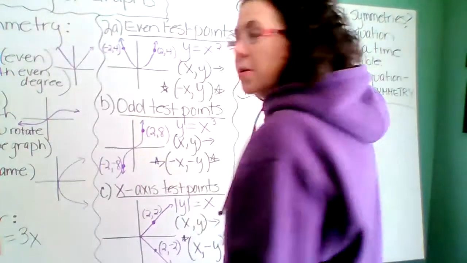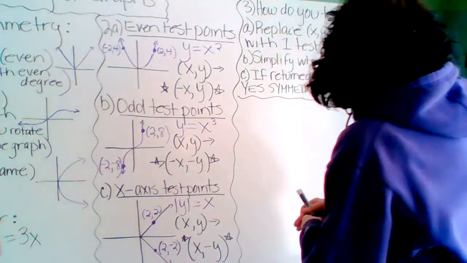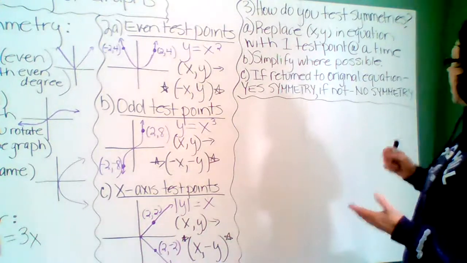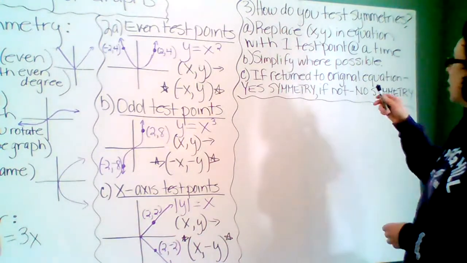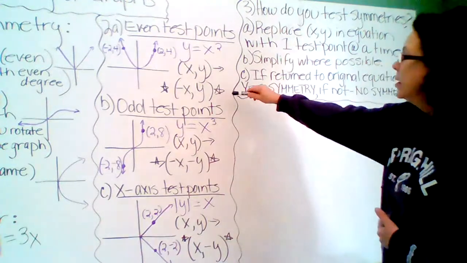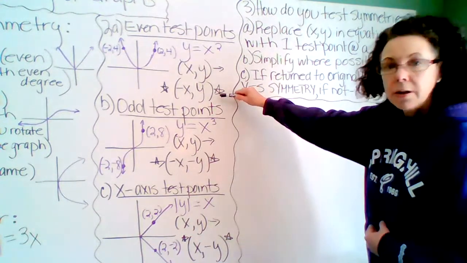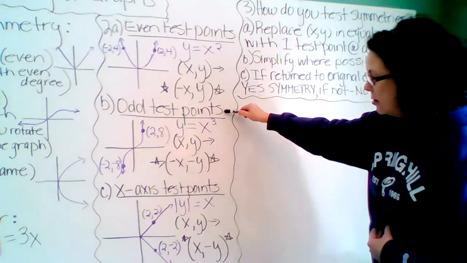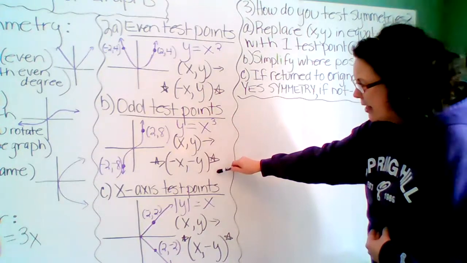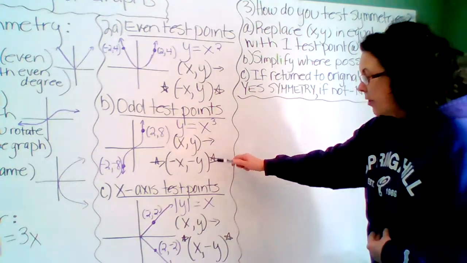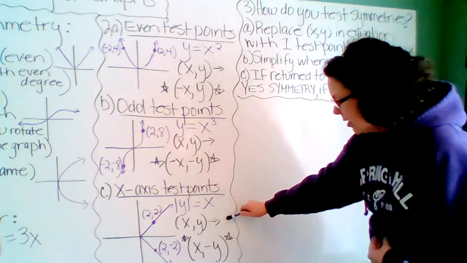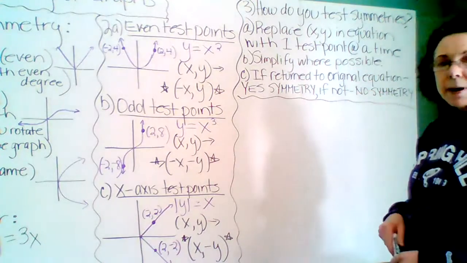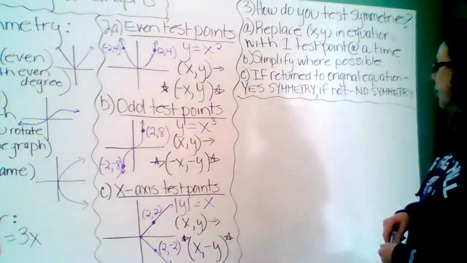So what do we do with all this is the question, right? How do you test symmetries? You replace x, y in the equation with one test point at a time. To test for even symmetry, you will replace (x, y) with (-x, y). To test for odd symmetry, you will replace (x, y) with (-x, -y). For x-axis symmetry, you'll replace (x, y) with (x, -y). Then you simplify where possible. You'll see what I mean when we do some work together.